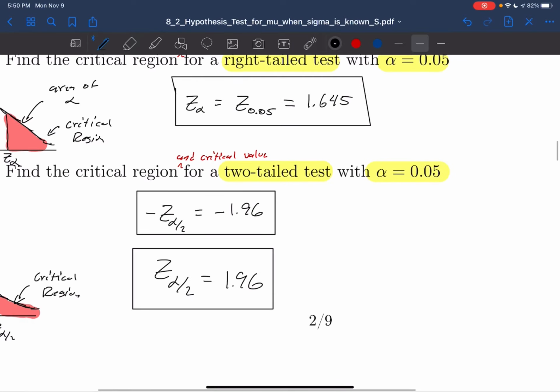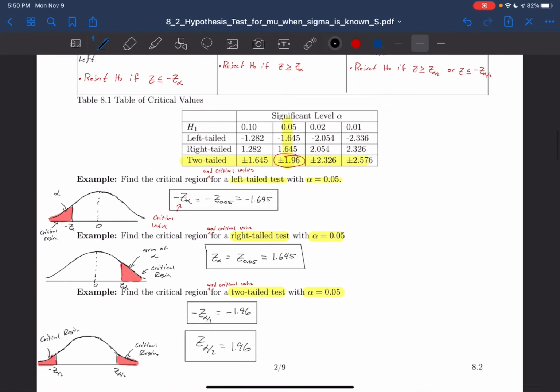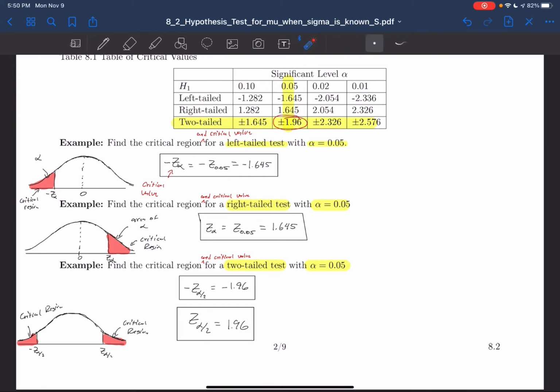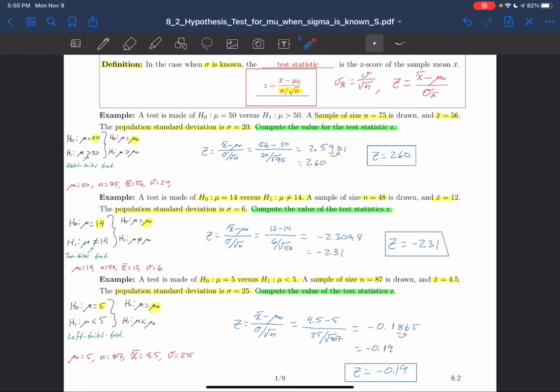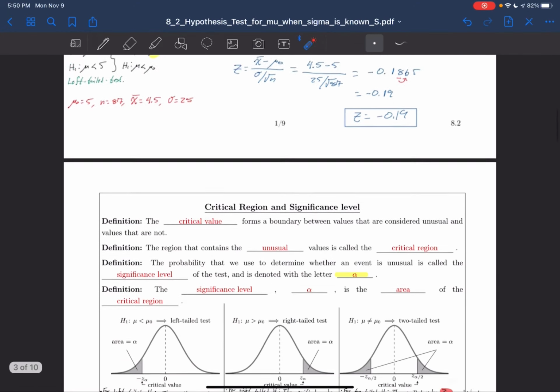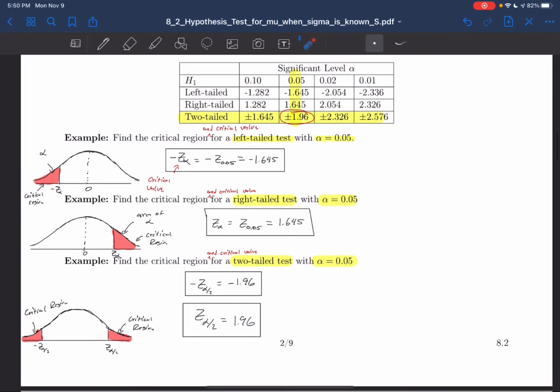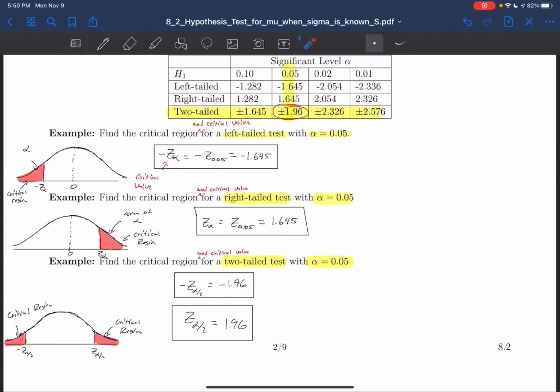Okay, so now we just did a couple examples, a couple practice how to actually find our critical regions and critical values. Okay, so let me review what we've done so far. We have some practice of computing our test statistic. We have some practice of actually computing our critical values and critical regions. Now we're going to put them together, and that's how we're going to perform hypothesis testing.